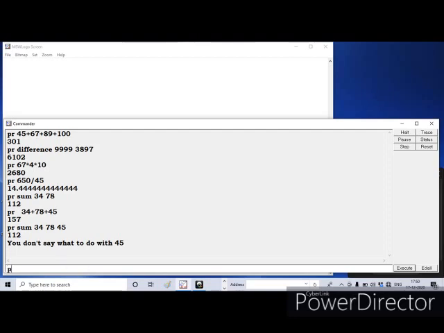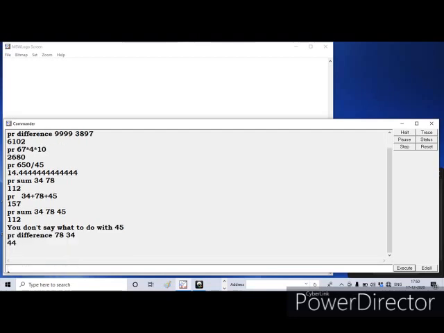And third one, print difference 78, 34. The answer is 44. So in the green box, you have to write 44.